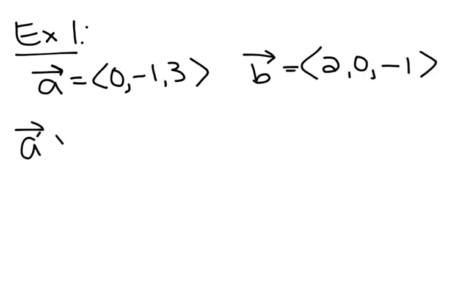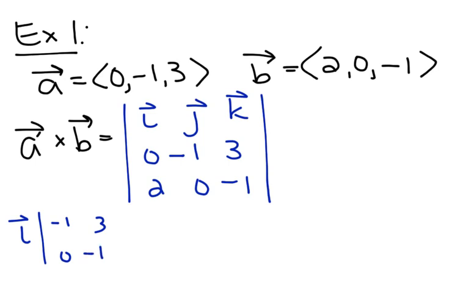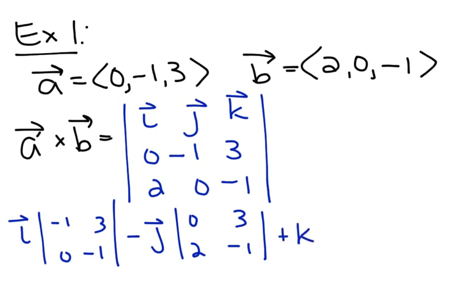So in order to find the cross product, we're going to start by writing i, j, k in our first row, 0, -1, 3 in our second row, 2, 0, -1 in the third row. First, I'm going to do i times the determinant of -1, 3, 0, -1, because they're not underneath of i, minus j times the determinant of 0, 3, 2, -1. Again, I picked the numbers that were not underneath of j, plus k and the determinant of 0, -1, 2, 0.